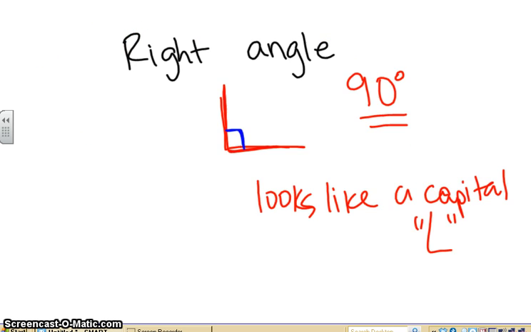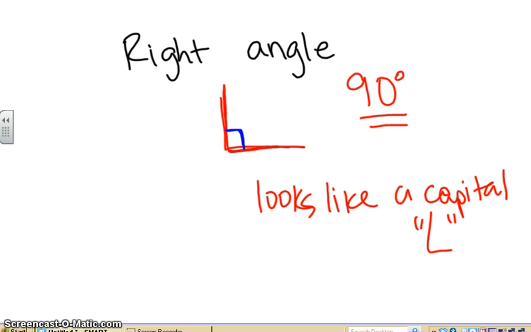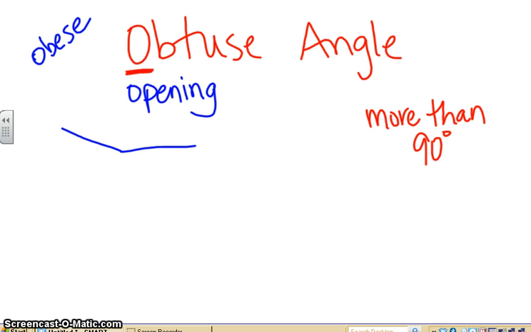So just to review the four angles, we have a straight angle, which looks like a straight line. It's 180 degrees. We have a right angle, which I like to call the perfect angle. It makes a capital L, and it is 90 degrees. We have an acute angle, an almost closing or a cute little angle that is less than 90 degrees, and it looks smaller than that L. And then we have an obtuse angle, an obese or an opening angle that looks bigger than the L and is more than 90 degrees.